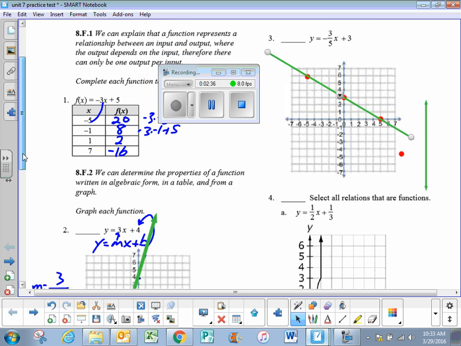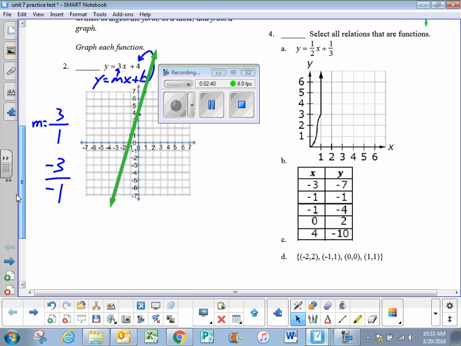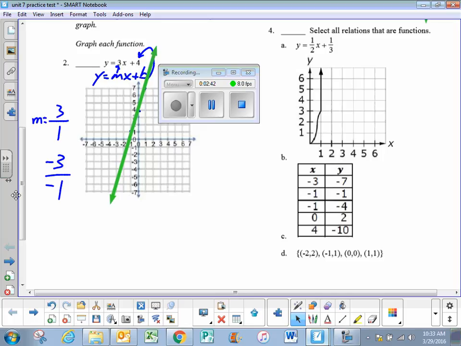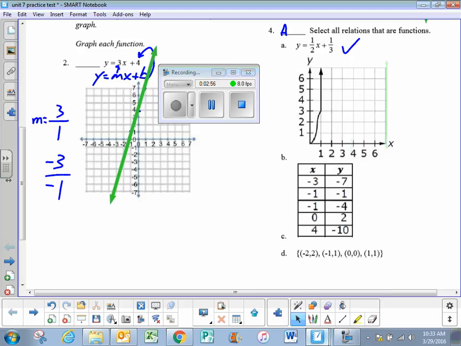Number 4, select all relations that are functions. Remember, for each input, there has to be exactly one output. All linear relationships are functions, except for a vertical line, which would be x equals something. So that is a function. Okay, number 2. This would not pass the vertical line test because at an input of 1, there are lots of different outputs, 3 all the way to 6, and continuing up. So that is a no.